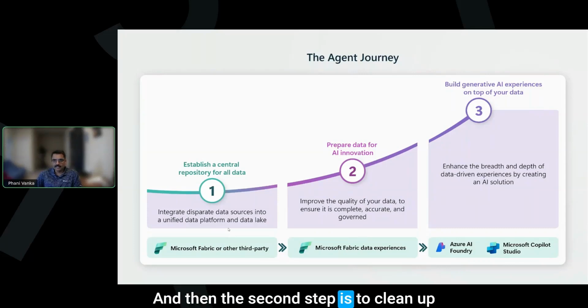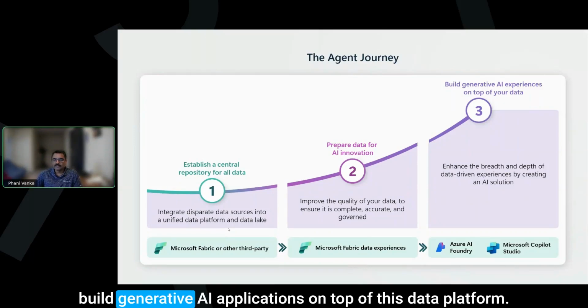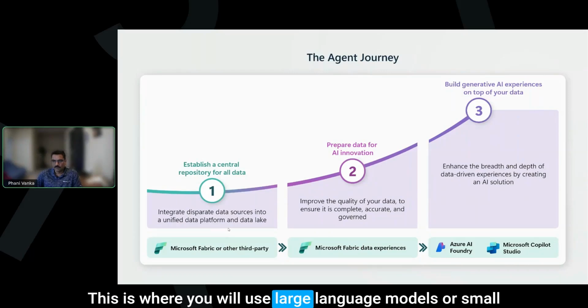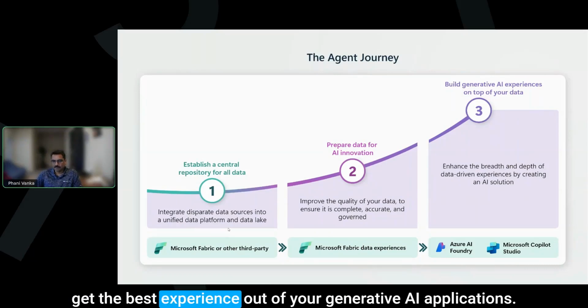And then the second step is to clean up that data, make sure it is of the highest quality. Again, data is the fuel for AI. So if you don't have good data, then the results from AI will not be that great. Once we do these two steps, the final step is to build generative AI applications on top of this data platform. This is where you will use large language models or small language models and tweak the data as you need it so that you get the best experience out of your generative AI applications.